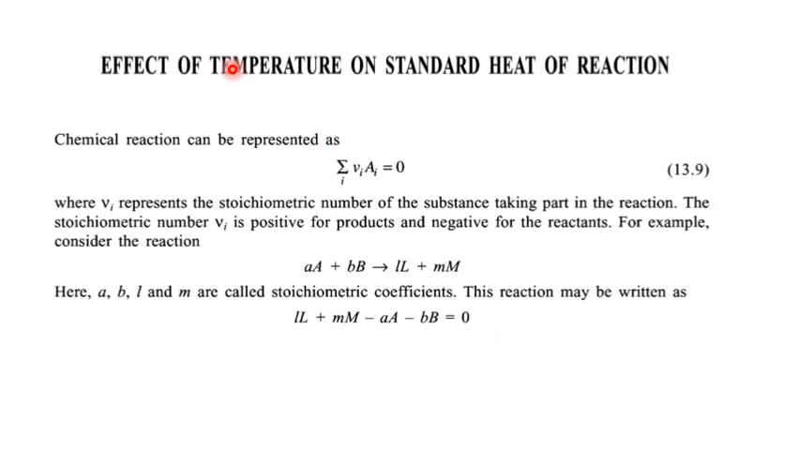So the next one is the derivation, that is the effect of temperature on the standard heat of a reaction. Every chemical reaction can be represented in this format, that is sigma of nu i into Ai, where nu i is the stoichiometric number of a substance. A, B, L and M are known as stoichiometric coefficients. So this reaction can be written in this format: lL plus mM minus aA minus bB equal to 0. So the stoichiometric number would be l plus m minus a minus b.